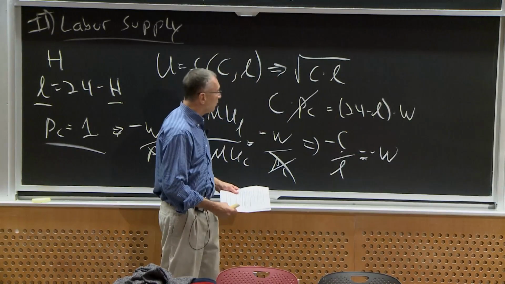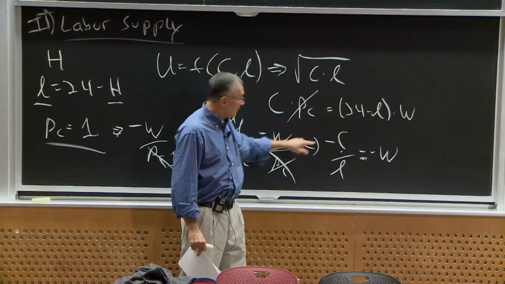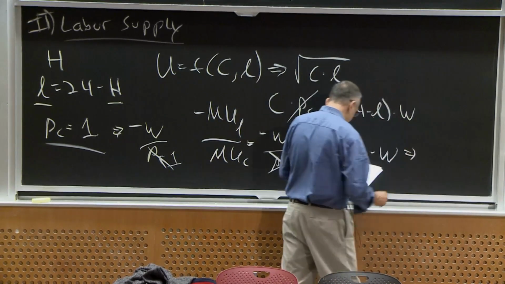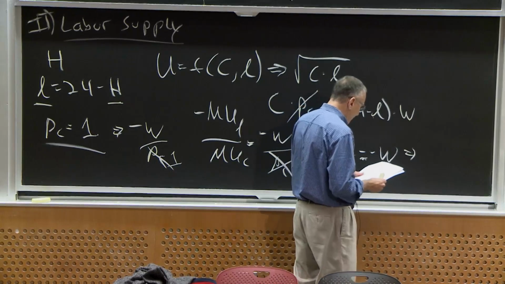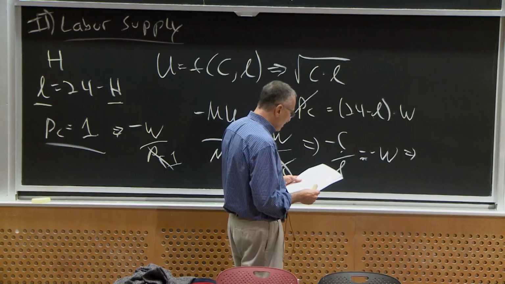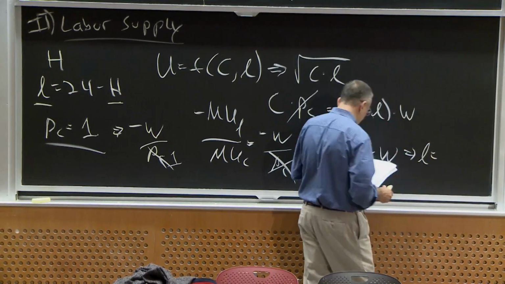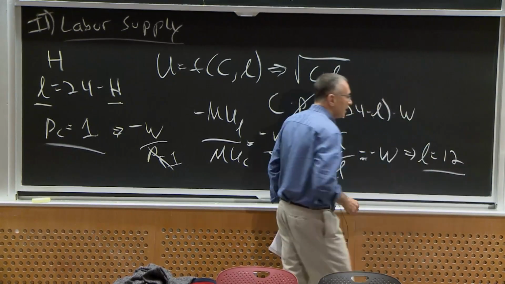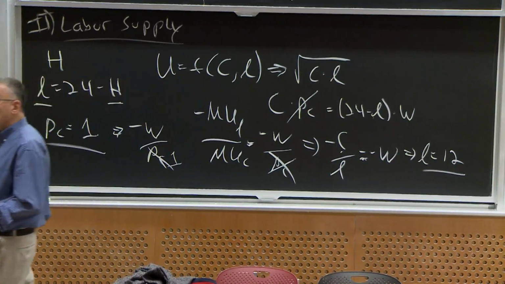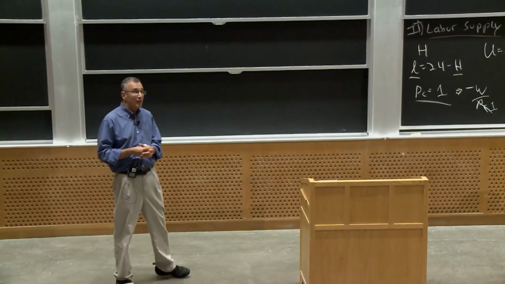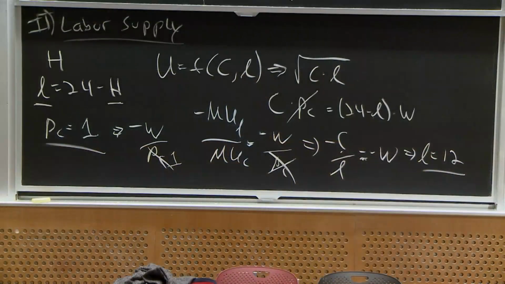We have two equations and two unknowns. This is the budget constraint. This is the optimization condition. So it's two equations and two unknowns. We solve it, and we get that leisure, in this case, equals 12. The amount of leisure does not depend on the wage for this particular functional form of utility. It's generally not true. Leisure will generally depend on the wage, but for this particular model, it doesn't. So we get leisure equals 12.